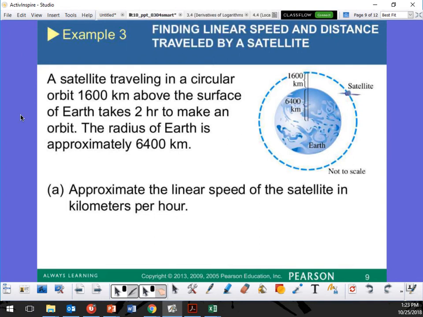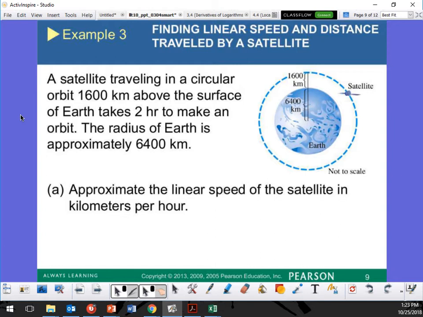Okay, sorry about that. All right, so now it says a satellite traveling in a circular orbit 1,600 kilometers above the surface of the Earth takes 2 hours to make an orbit. So now, what is one orbit? One orbit is 2 pi. It's going to be 1 revolution all the way around. So it's going to be 2 pi, right?